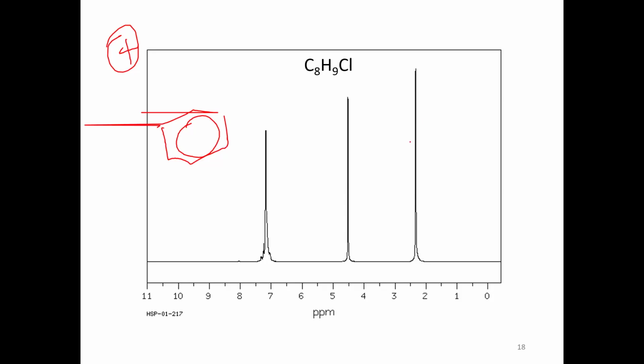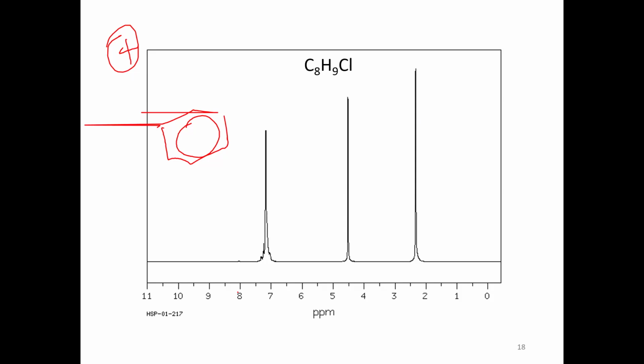So you know that you have a benzene ring because of the 4 unsaturations, which allows a benzene ring, and you have a signal at 7. The signal at 7 is a multiplet. It's not a singlet like the one before. What about the other two?